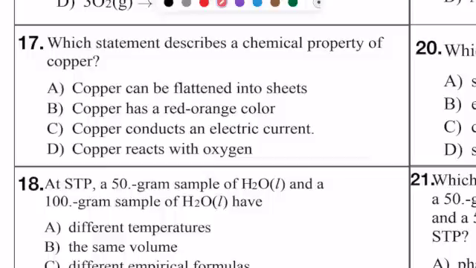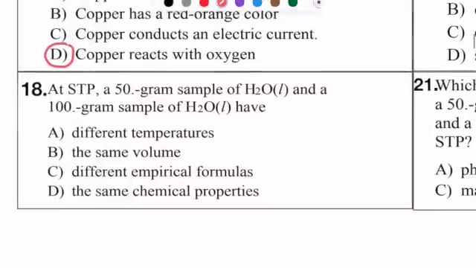And then lastly, we have option D, which says copper reacts with oxygen. So here we are talking about a reaction, because of course when we react copper with oxygen, it's going to become copper oxide, which is not going to be copper anymore. So your answer will be D.